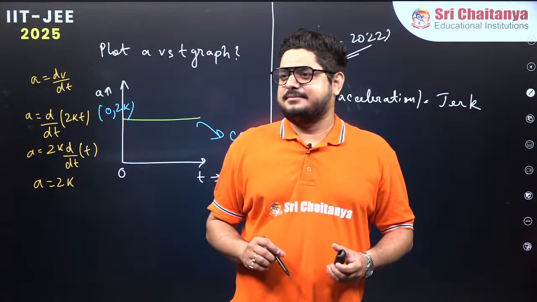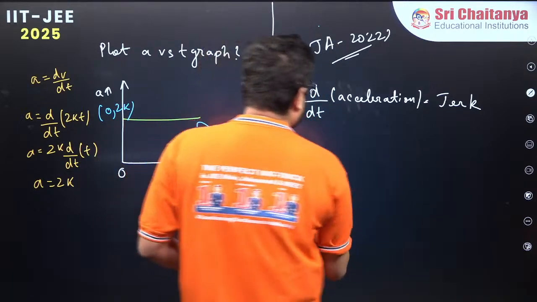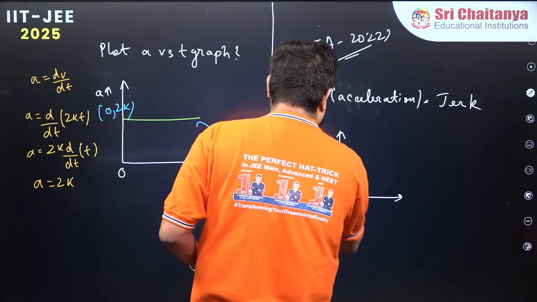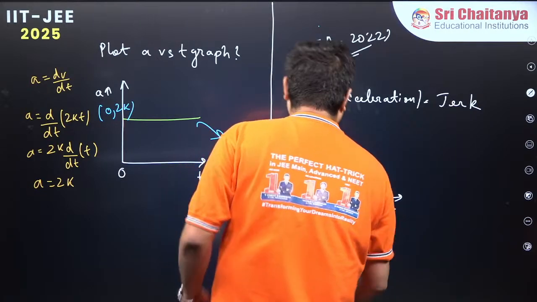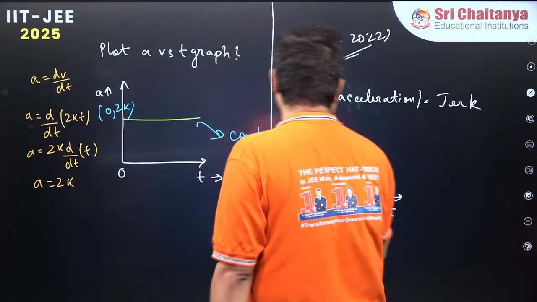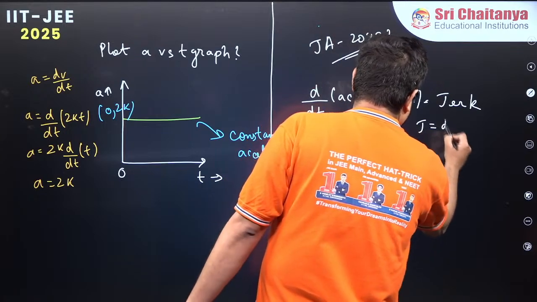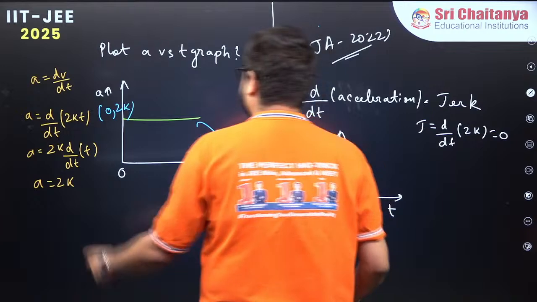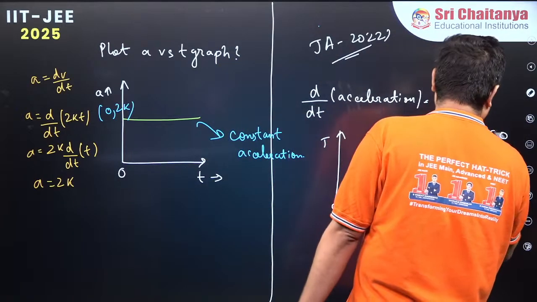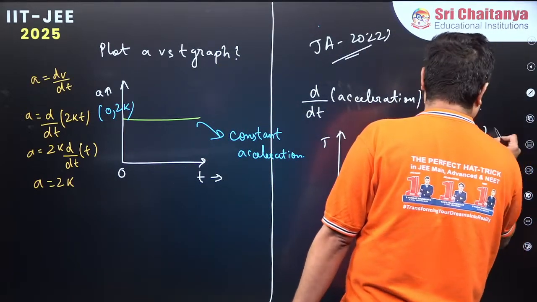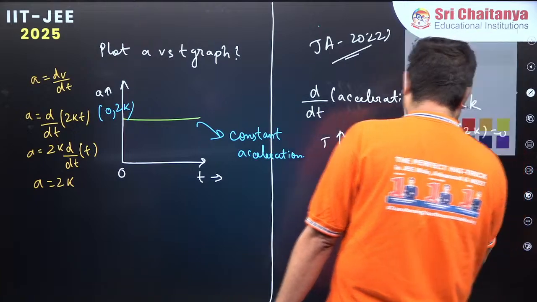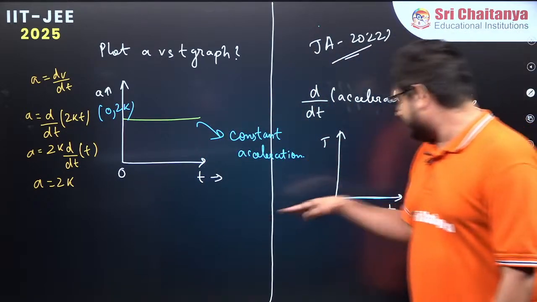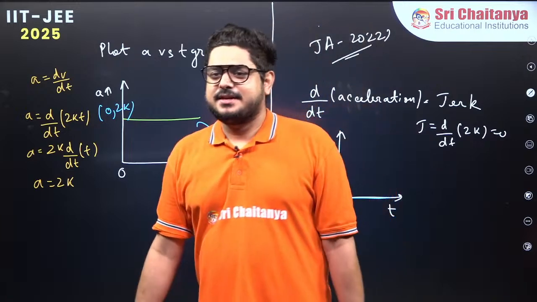Okay, so over there, if I try to plot jerk versus time, J versus T, let's say. If I differentiate this with respect to time, you know that it is going to be d by dt of 2k, which is going to give us 0. I hope it's clear, everyone. So let's come back to the context. It's going to give us 0, so I will be getting a line intersecting the time axis. Right, everyone?